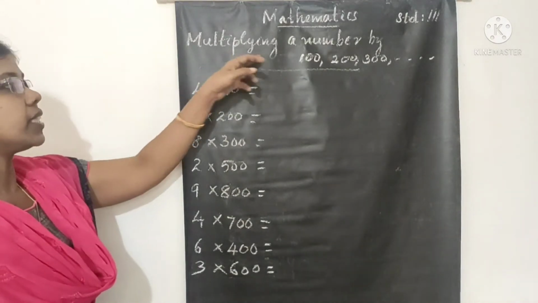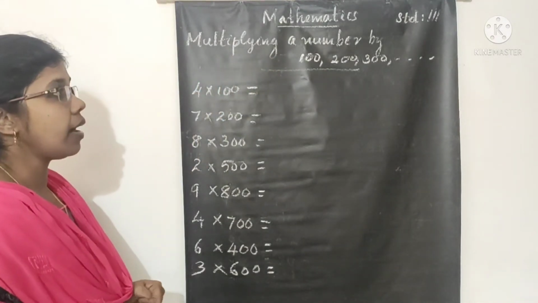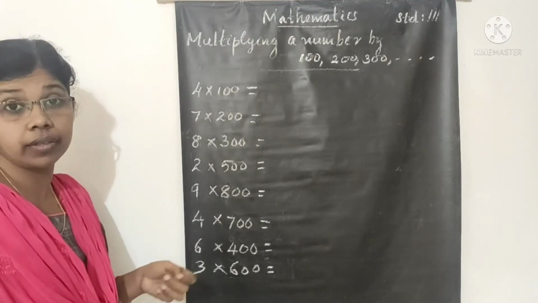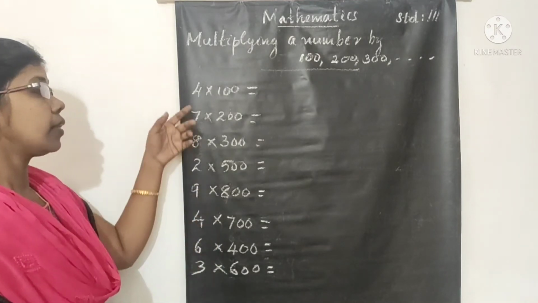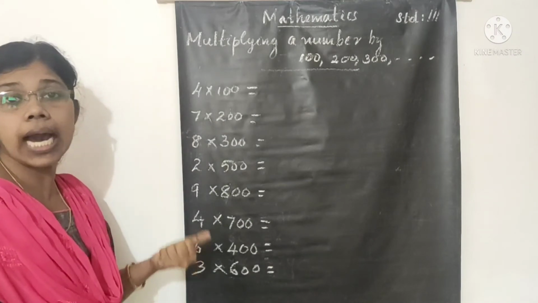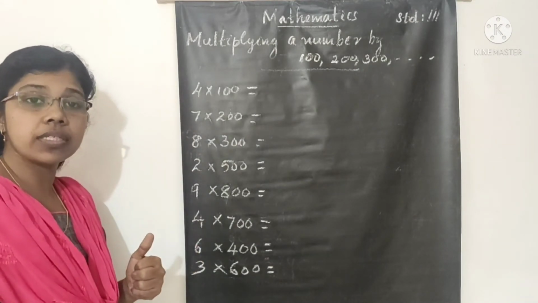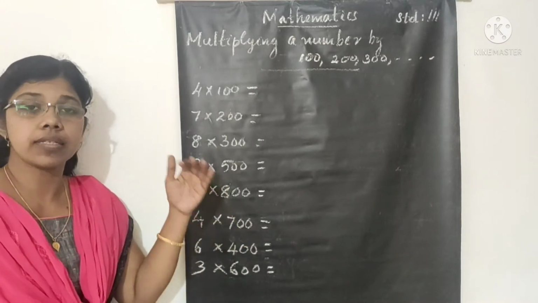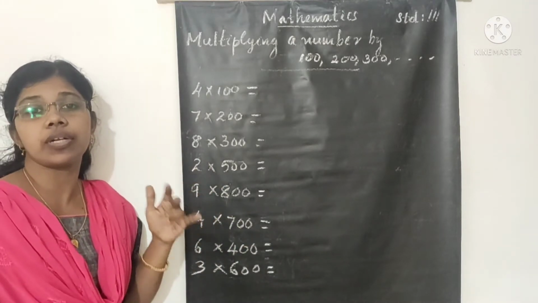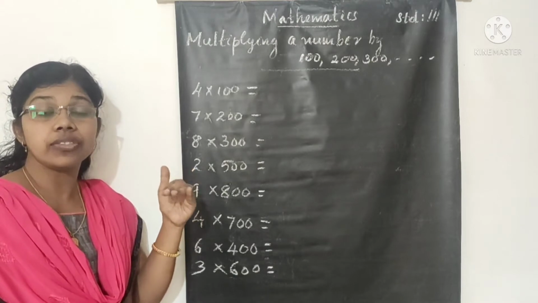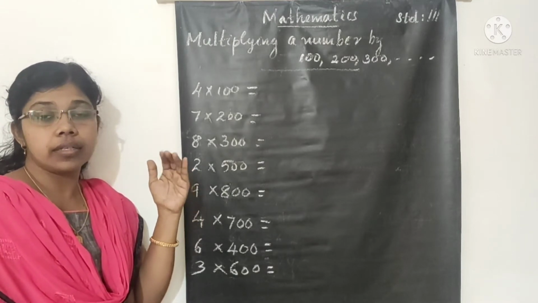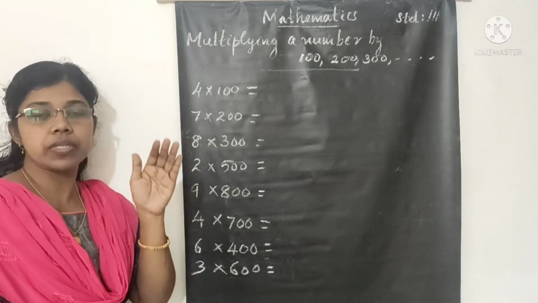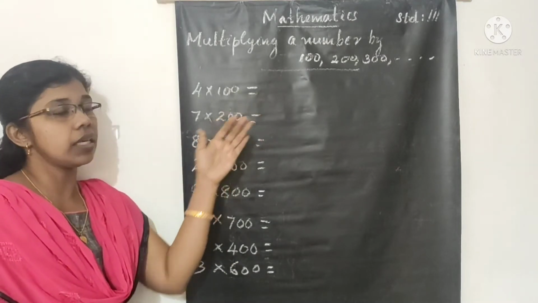Next, multiplying a number by 100, 200, 300, 400, 500, etc. That means the given number is multiplied with hundreds. First we have to study multiplying a number with tens. Tens means 10, 20, 30, 40, 50, 60, 70, 80, 90, up to 90. Multiples of 10.